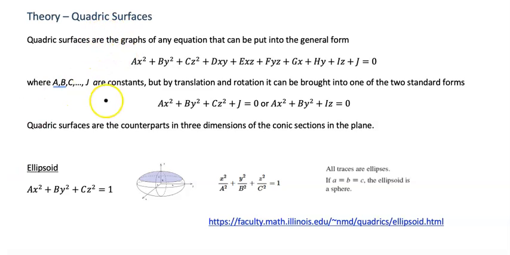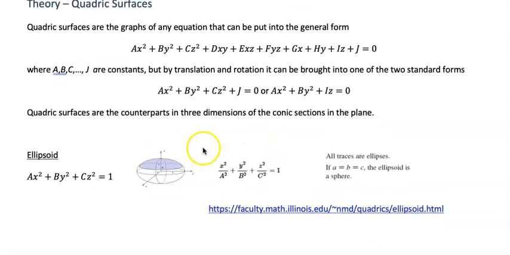So now for our quadric surfaces. A quadric surface is the graph of any equation that can be put into this general form, mainly with an x squared, a y squared, and a z squared component. So it's going to be a 3-dimensional surface in some space. A, B, C through J, all of these capital letters are constants in this equation, and any quadric surface, by translation, which just means moving it in a certain direction, and rotation, can be brought into one of these 2 standard forms.